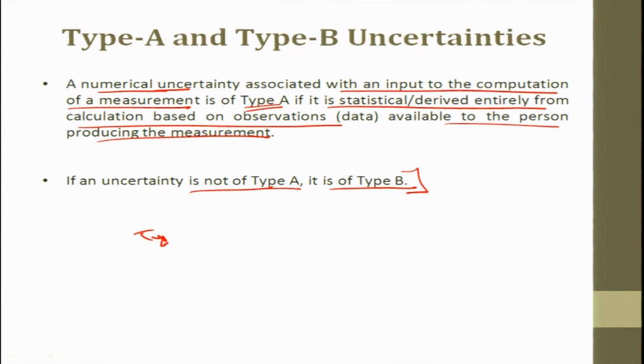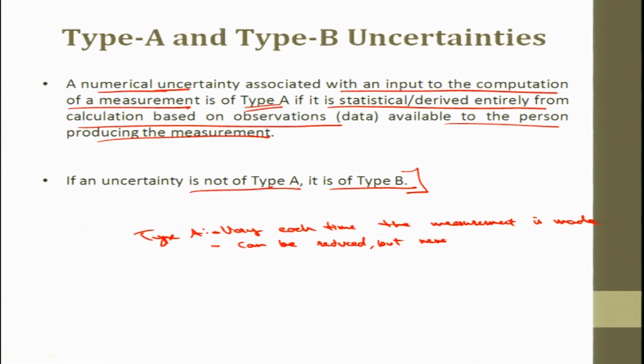Type A, they vary each time the measurement is made. So this uncertainty can be reduced by averaging lots of measurements, but it can never be totally eliminated. So it can be reduced but never can be eliminated. That is why we use the word confidence intervals, because 100% confidence would never come in random kind of errors.